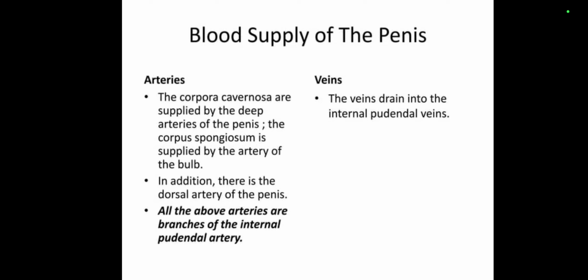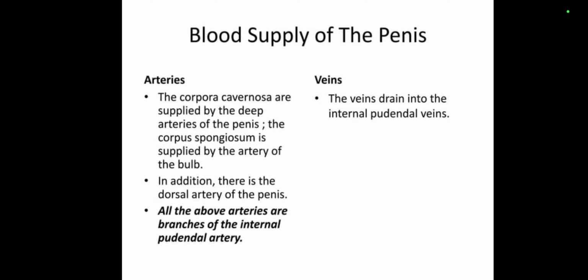The veins usually drain into the internal pudendal veins. So that is usually the difference between the blood supply of the penis. But the difference between the two is that the internal pudendal veins usually drain or leave deoxygenated blood out of the body, while the internal pudendal artery will supply.